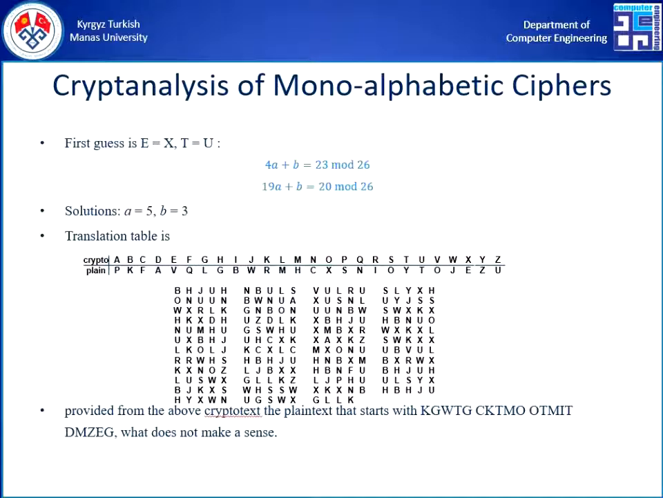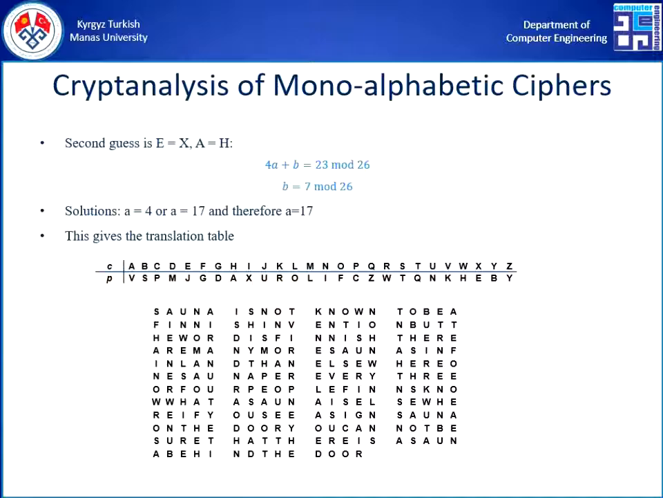Now, using the decryption table, we try to decrypt our message, but we can see that our plain text starts with K, G, W, T, G, and so on, and this text does not make any sense, so our guess was incorrect. We can try some other combination of letters.